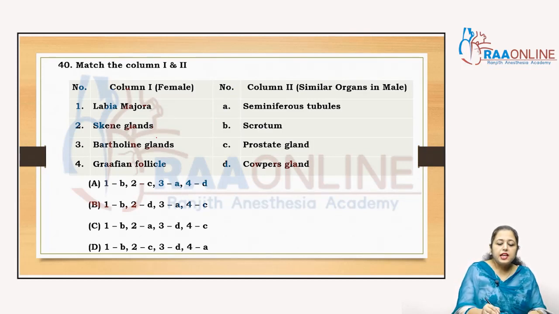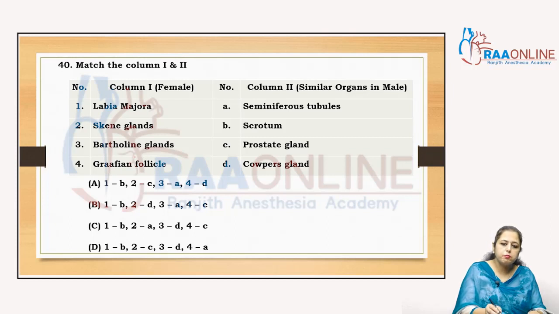Labia majora, Skene's gland, Bartholin's gland, Graafian follicle, all these are related with the female reproductive structure. Labia majora belongs to the external genitalia of the females. Skene's gland is called the female prostate gland. Bartholin's gland is homologous to the Cowper's gland of the males, right? And Graafian follicle is the mature ovarian follicle, right?